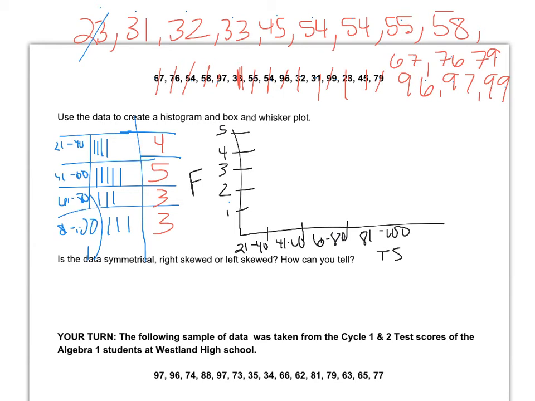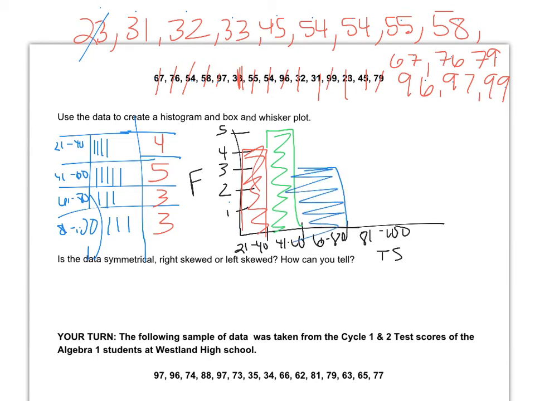So for the 21 to 40 range, we're going to go all the way up to 4. Let me fill that in. And for 41 to 60, we go up to 5. And fill that in. And 61 to 80, we have 3. And 81 to 100, we have 3 again. So this is our histogram.